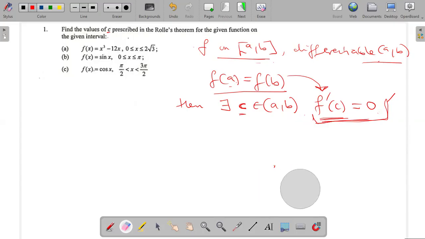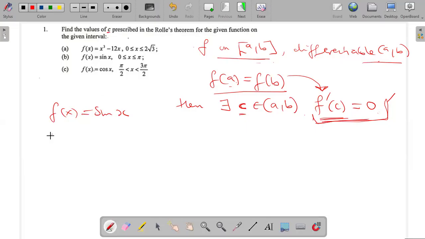Okay, so let's do the same for the next questions. Now the next one is sine. We know the graph of how sine looks, so it's continuous. We know it's differentiable because I can differentiate this sine x here, and I know what it will give me. We're working between the interval 0 and pi, which is just 0 and 180.